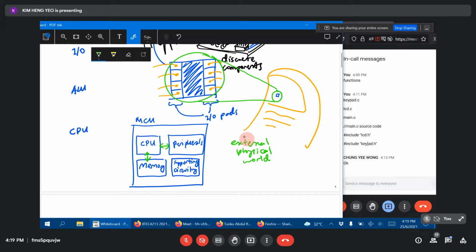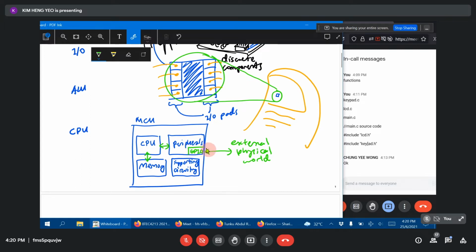Specifically, one type of peripheral we call GPIO, general purpose I/O port. So in your PIC microcontroller, you have port A, port B, port C, port D, port E. In your 8051, you call it port 1, port 2, port 3, port 4. So they have different names, but generally the generic name is GPIO. This is called a parallel port. You can control, set and clear each pin individually.